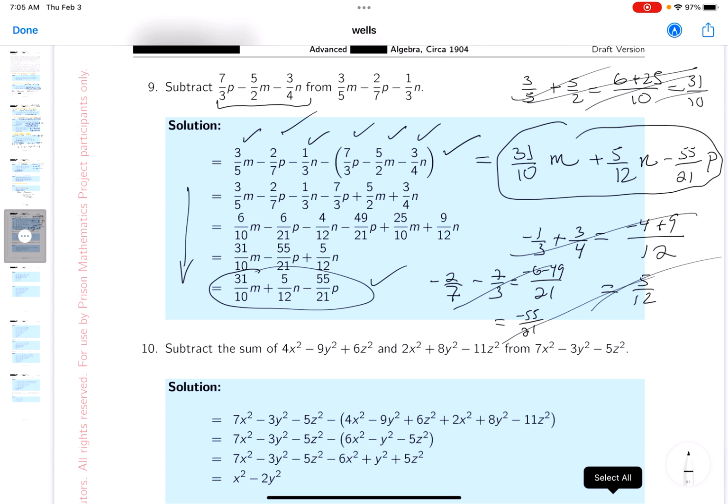So anyway, 31/10 M, I got that right. 5/12 N, I got that right. And minus 55 over 21 P.